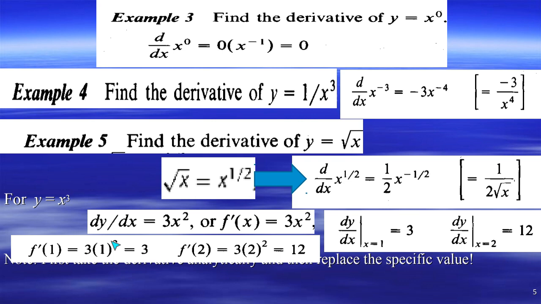3 times 1 squared, 1 squared is 1, 3 times 1 is 3. If I want to know its value at x equals 2, then I replace x with 2. I obtain 3 times 2 to the power 2. 2 squared is 4, 3 times 4 is 12, you see. So dy over dx when x is equal to 1.